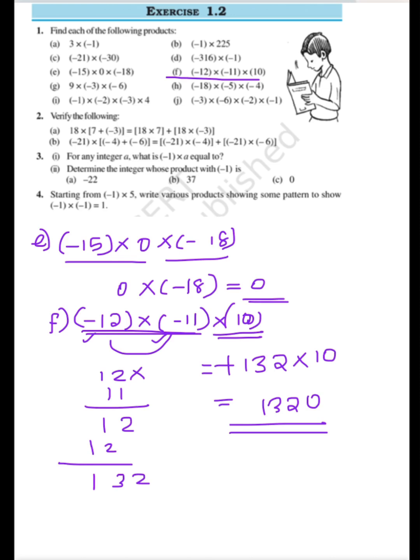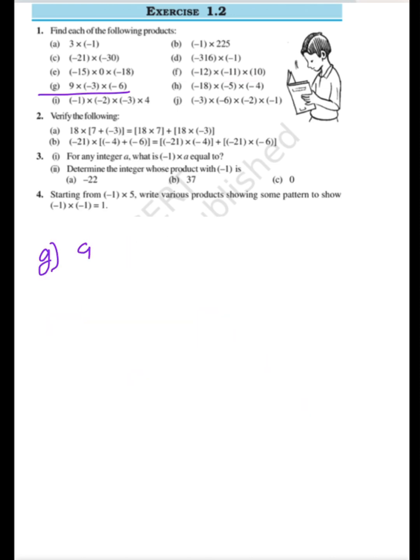Now let's see G. 9 into minus 3 into minus 6. So let's multiply this first, that is 9 into minus 3. What is 9 into minus 3? It's 27. 9 into 3 is 27. Now only one minus sign, so let's put that minus sign here. So minus 27 will be the answer.